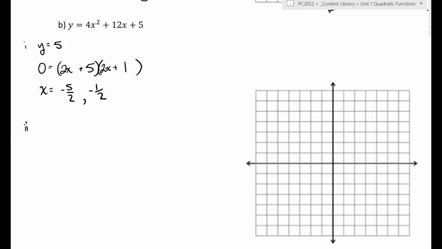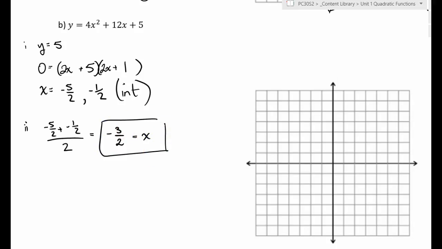So for part 2, to figure out my axis of symmetry, I'm going to find the mean. I'm going to use that strategy here. So I'm going to go -5/2 plus -1/2, all divided by 2. Well, that is the same as, I'm just going to note that those are intercepts, -5 plus -1 is -6/2, divided by 2 is going to be -3/2. Okay, so that's my x value, my x-axis of symmetry.